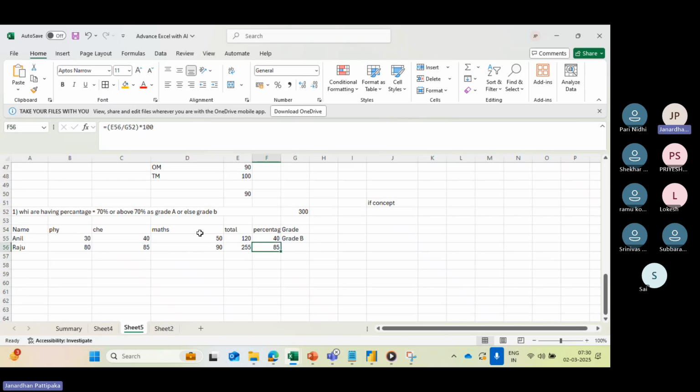Now, if I use that formula over here, 70% and above, you need to get grade A. So if I write the formula and just drag over here, I will get the output. Same formula I will write over here, and I will try to drag the formula over. That's it.